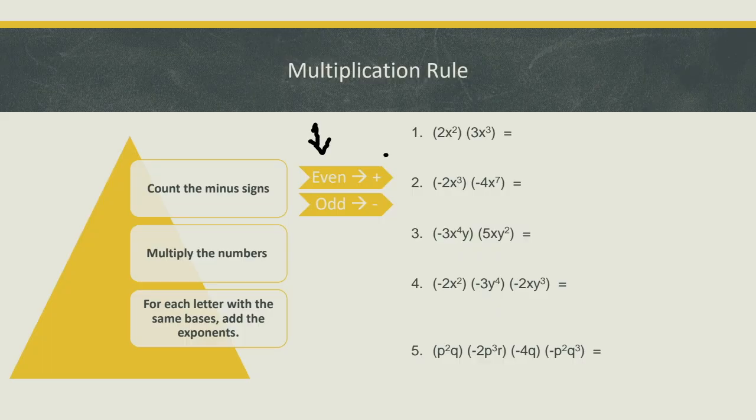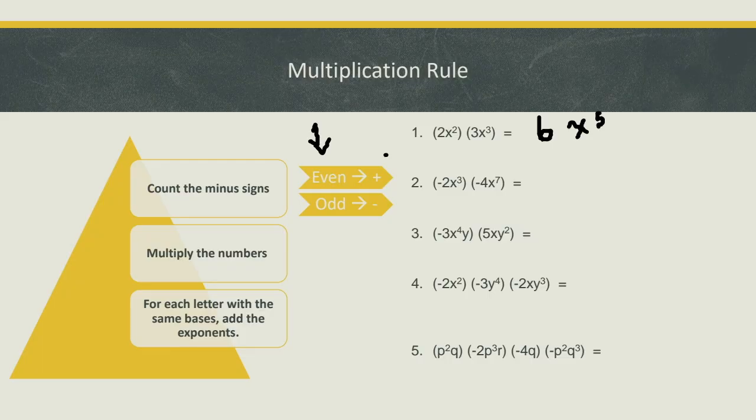So for the first question, we have 2 times 3, so we don't have any signed numbers to worry about, so we just have a 6. That's great. Then I have an x to the power of 2 and an x to the power of 3. So again, we're just adding those exponents. 2 plus 3 gives me 5. So 6x to the power of 5.